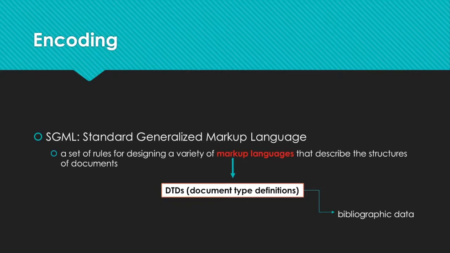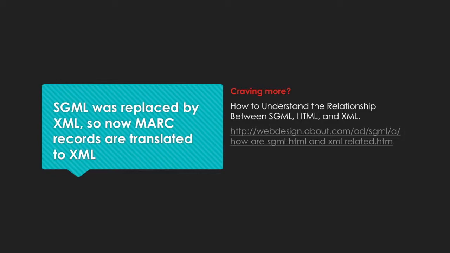So encoding of MARC started with SGML, which is the Standard Generalized Markup Language, and it refers to a set of rules for designing a variety of markup languages that describe the structures of documents. So basically, the markup languages provide what are called document type definitions, or DTDs, and this is the stuff that actually lends itself to or directly correlates to bibliographic data. So what happened was SGML was replaced by XML, which you may all be more familiar with. So now MARC records are actually all translated to XML.